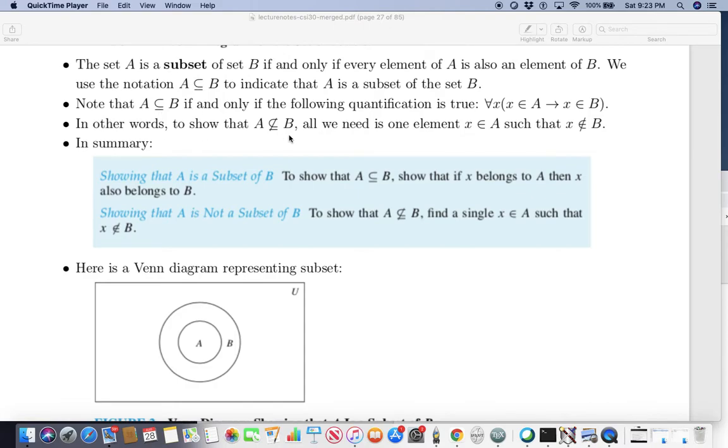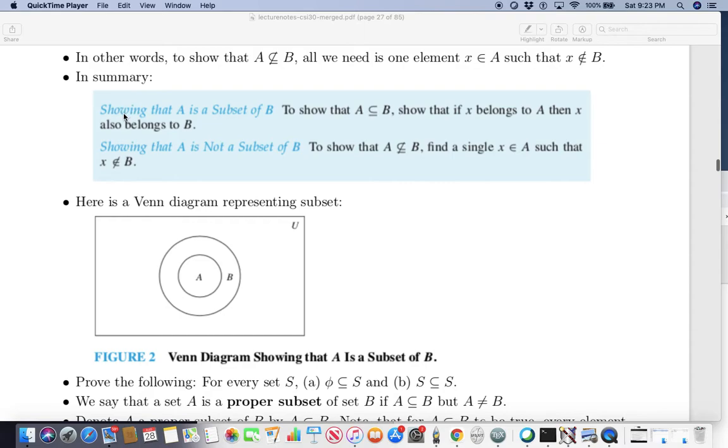In other words, to show that A is not a subset of B, all we need is one element from A which is not in B. In summary, to show that A is a subset of B, show that if x belongs to A, then x also belongs to B. To show that A is not a subset of B, all you need is a single element of A which is not an element of B.